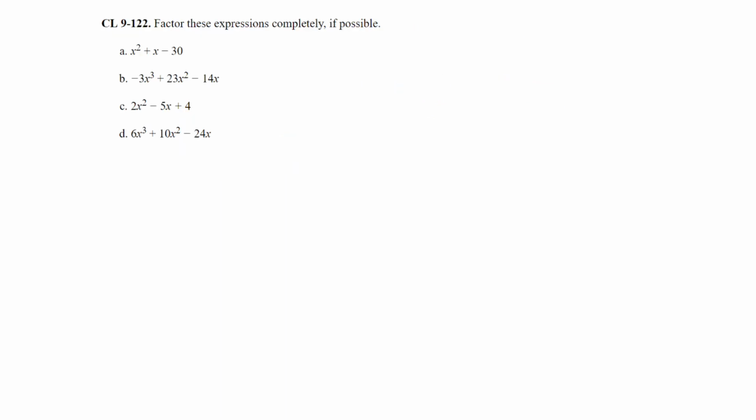Question 122. Factor these expressions completely if possible. So in part A, we have x squared plus x minus 30. We're looking for factors of negative 30x squared that will add to give us 1x. That'll be 6x and negative 5x.